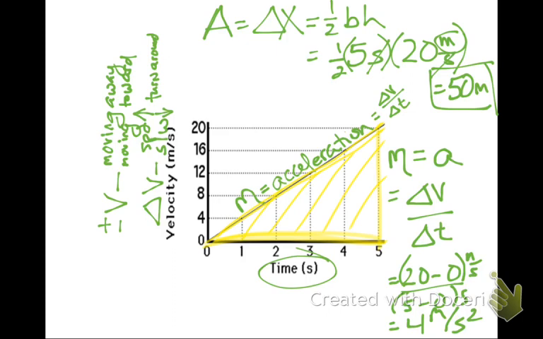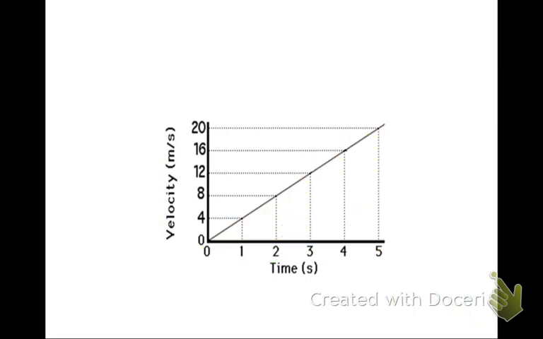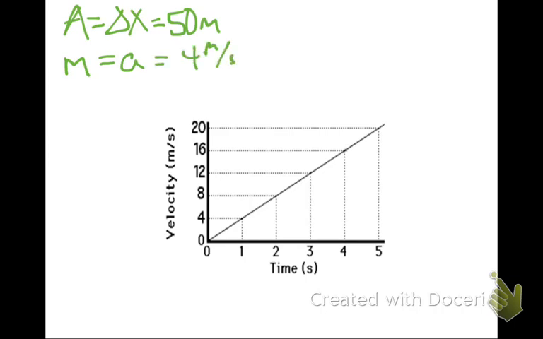Okay, so now, could you please take this information? The area is our delta x, this is our 50 meters. We know that our slope, which is our acceleration, is equal to 4 meters per second squared. I would like for you, using whatever information is appropriate, to turn this scenario into a linear equation. What is the physics equation for this scenario?